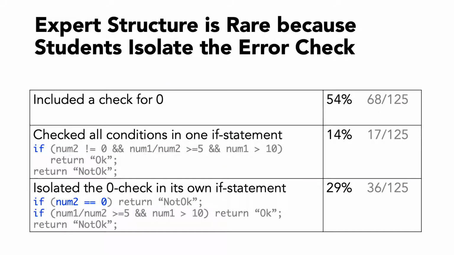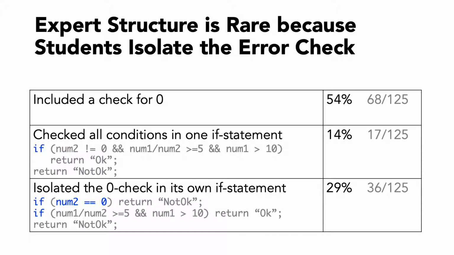In analyzing student responses, we find that expert structure is rare because students often isolate the error check. So first, only 54% of students included a check for 0 at all, even though it was explicitly directed in the hints. A minority of students, 14%, checked all conditions in one if statement using expert structure, and 29% of students isolated the 0 check into its own if statement.